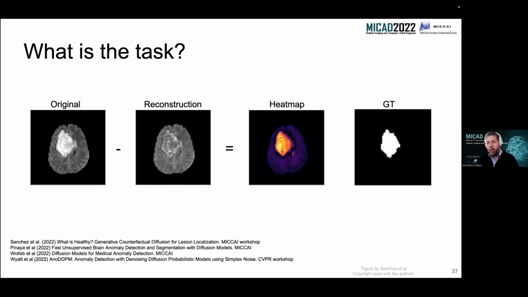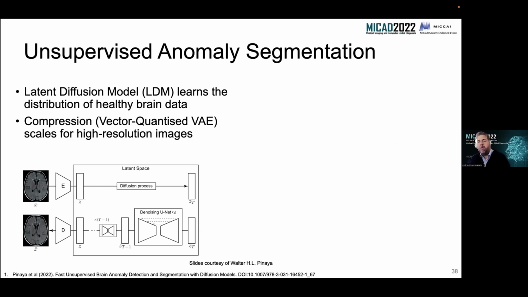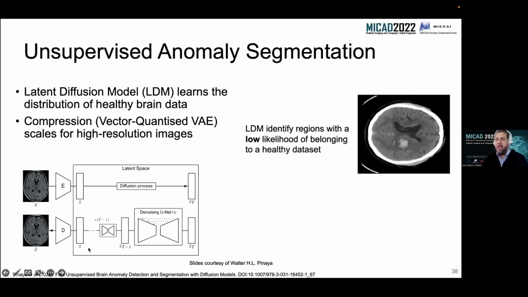I'll present as an example a work by Walter from KCL, where again they use a latent diffusion model. You get an image X, you obtain a compressed representation from a VQ-VAE, and then you learn a diffusion model to do the classical diffusion process. But you don't operate on the input images, you operate in the space of latent features. Through this encoding process and the diffusion process, you identify regions with low likelihood of belonging to the healthy part.